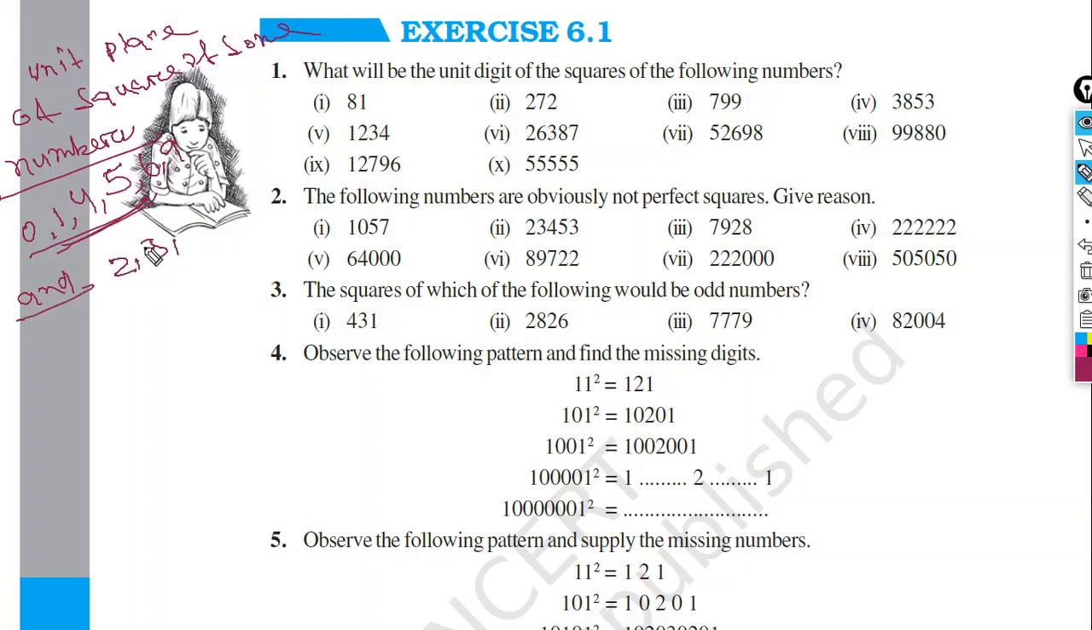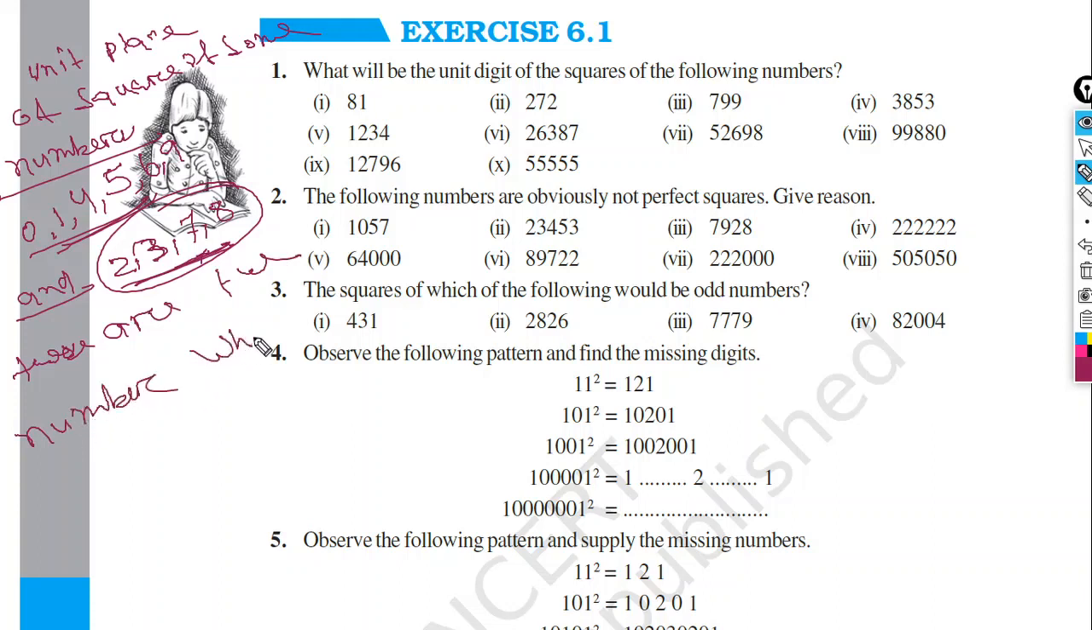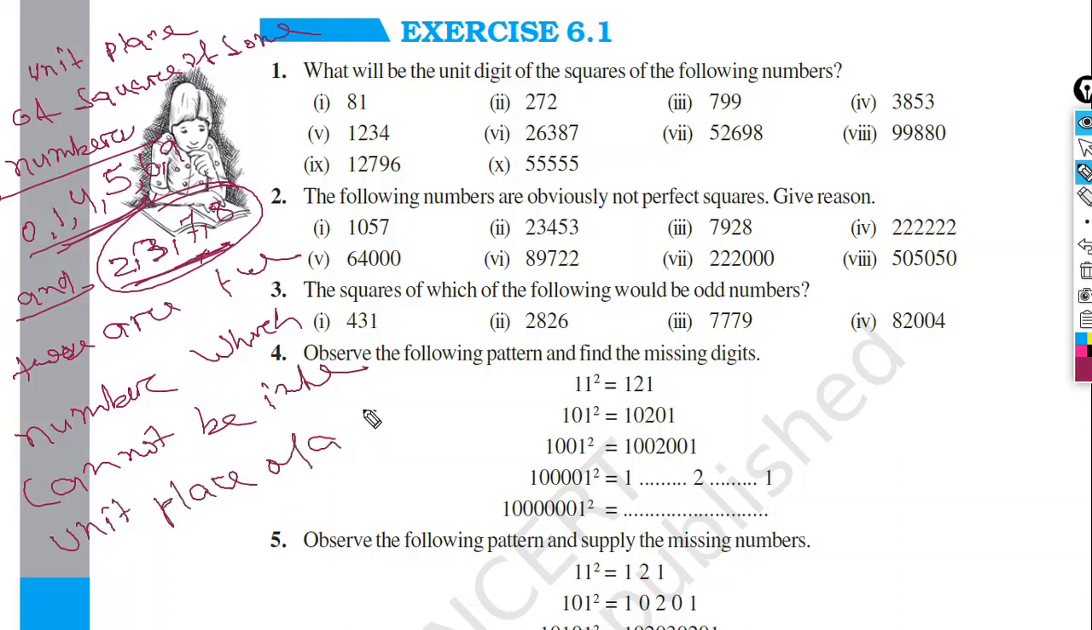And 2, 3, 7 and 8 are the numbers which cannot be in the unit place of a square number. So this is what we have discussed in the previous class.